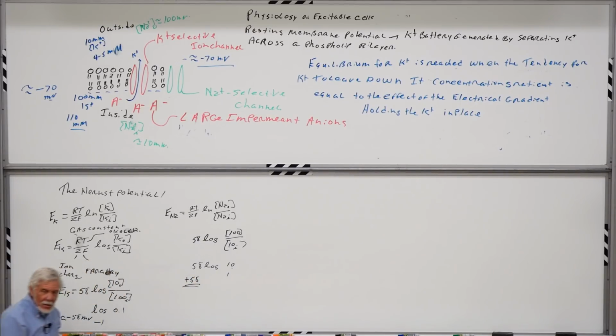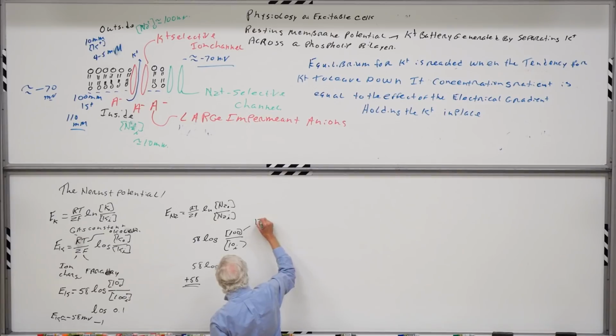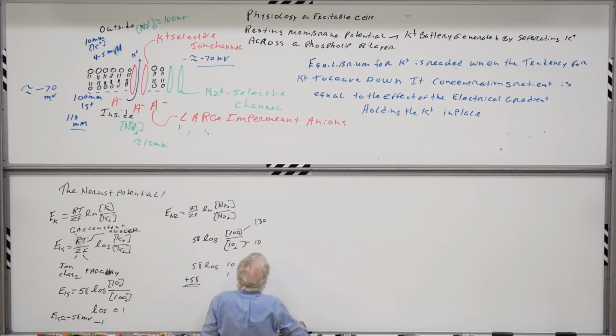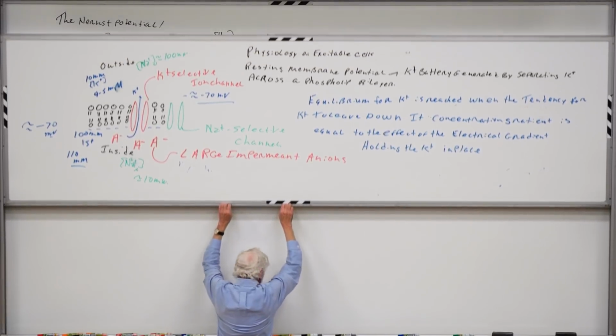That's not quite right in biology. In biology, we have to use different numbers. We have to plug in here about 130 on the outside and here about 10. And if we do this, the number comes in a little higher than this. And I won't go through that. But recognize now we have a new equilibrium potential that we can think about.